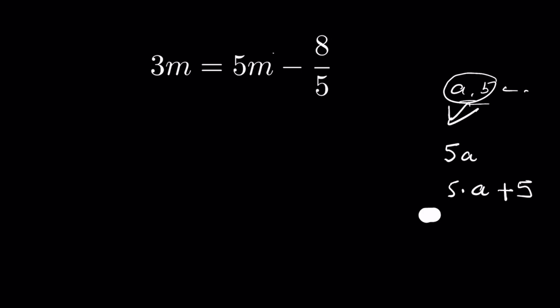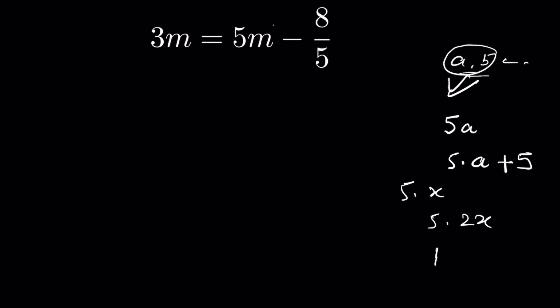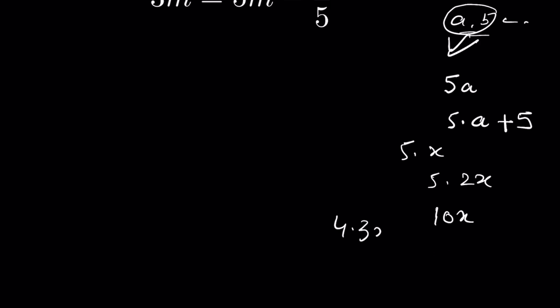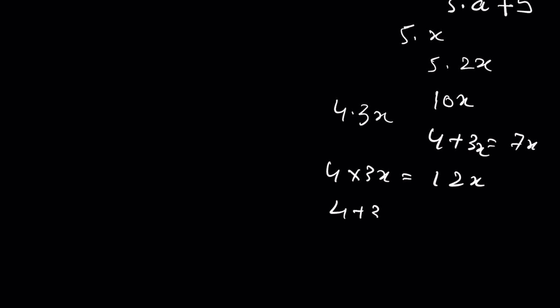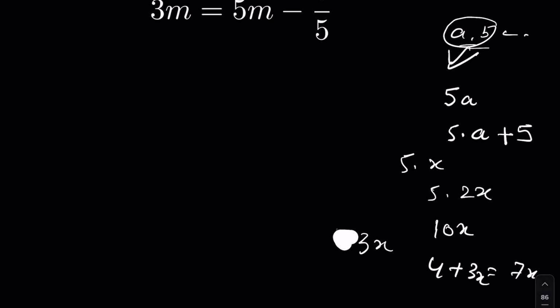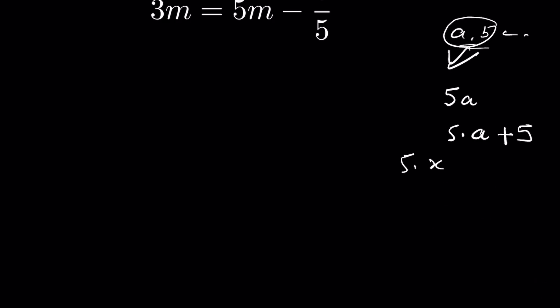However, we can multiply. 5 times x is possible, 5 times 2x is possible, it will be 10x. 4 times 3x is possible, it will be 12x, but 4 plus 3x will not be equal to 7x. They are of different families, we cannot add. We can multiply, but we cannot add. We can divide, but we cannot add or subtract.